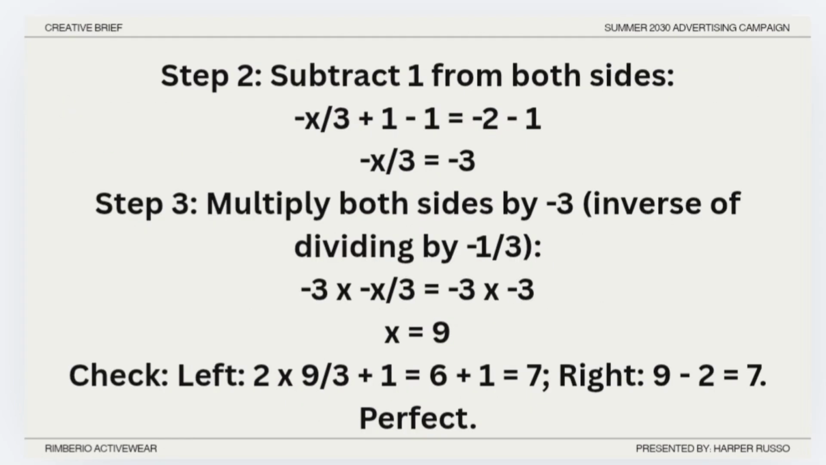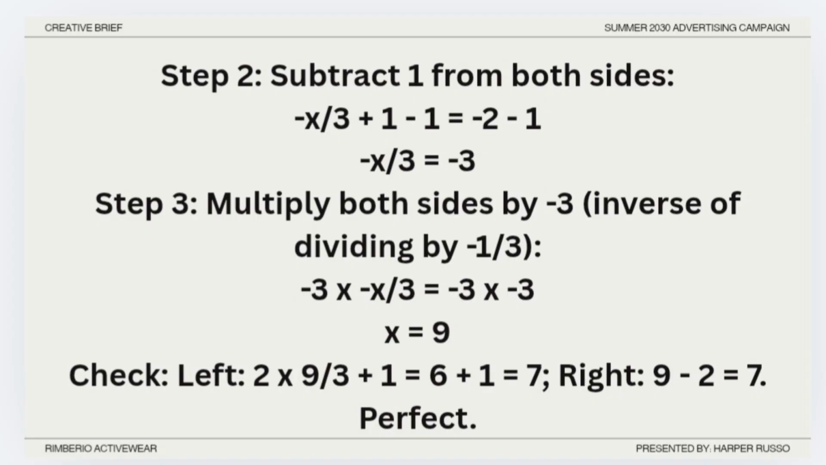Step 2, subtract 1 from both sides. -x over 3 + 1 - 1 = -2 - 1. So finally, -x over 3 = -3. Step 3, multiply both sides by 3, the inverse of dividing by -1 over 3. So -3 times -x over 3 = -3 times -3. x = 9.